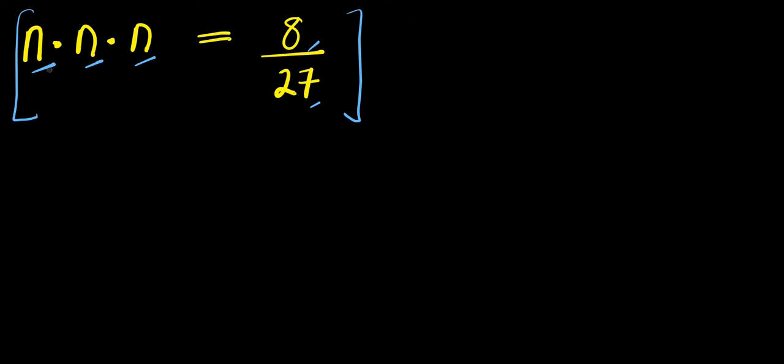Now what we are going to do is to multiply the left-hand side. We have n times n, that is n power 2, times n. This is n to the power of 3, and this equals 8 divided by 27.